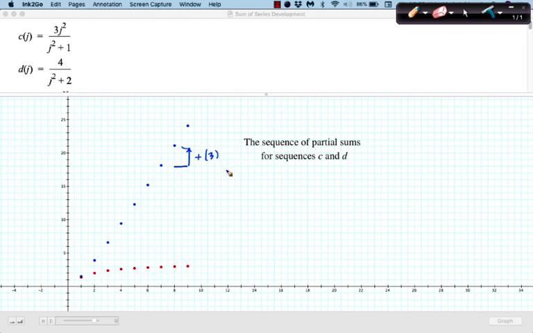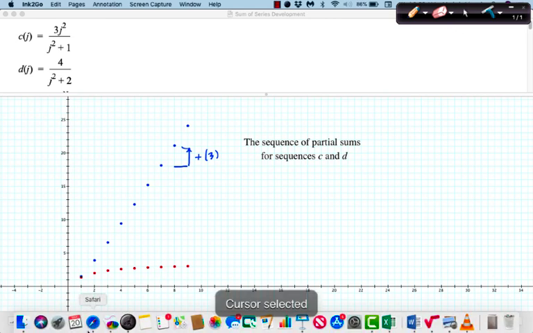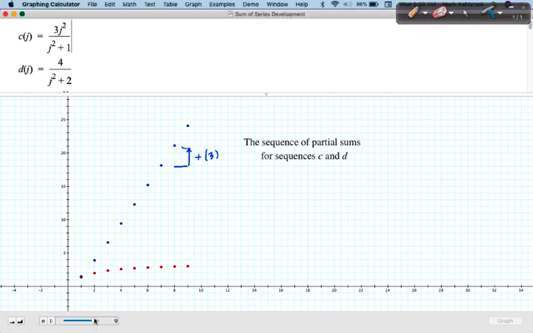But what about the red graph? What's happening here? The amount that we're increasing by is getting closer and closer to 0. That sequence is approaching 0, so the amount that we increase by every term in the sequence of partial sums gets smaller and smaller and smaller. And so when you keep adding a smaller and smaller number that approaches 0, that sum will level off.